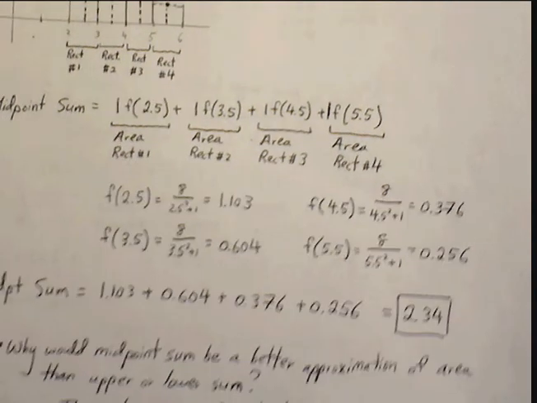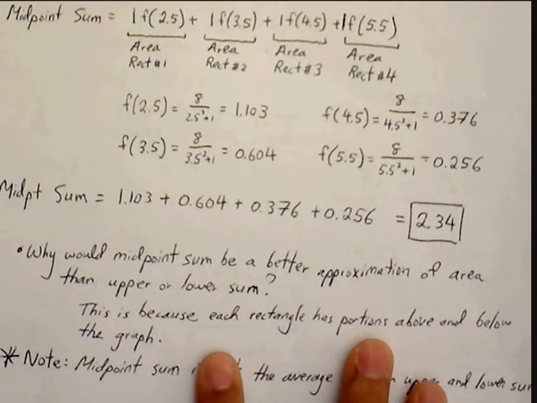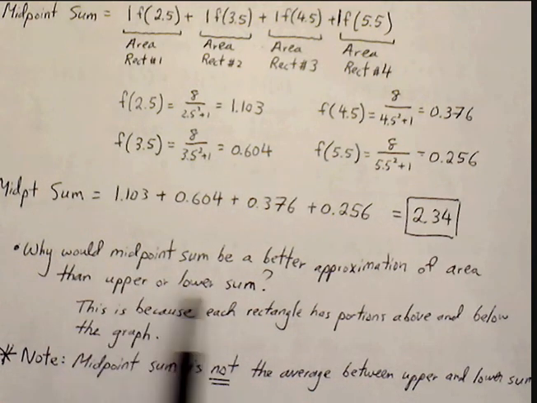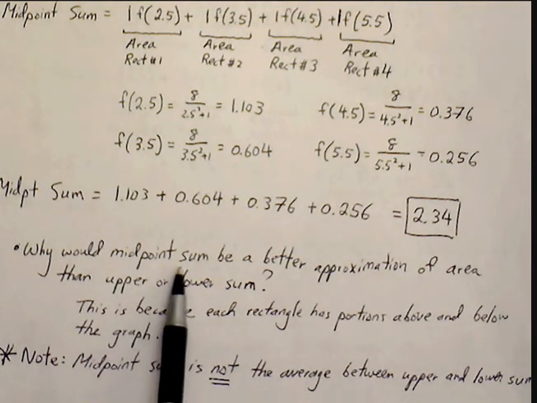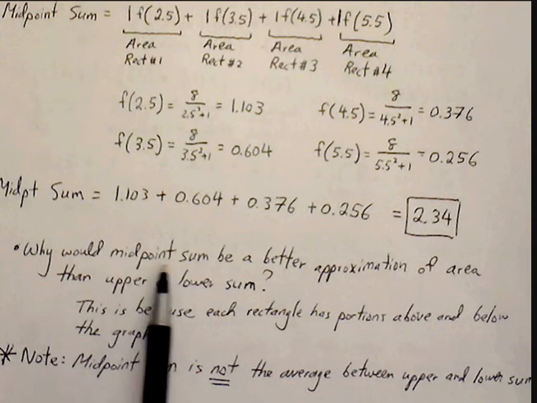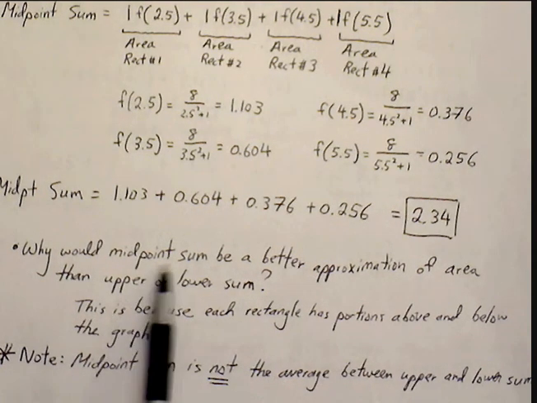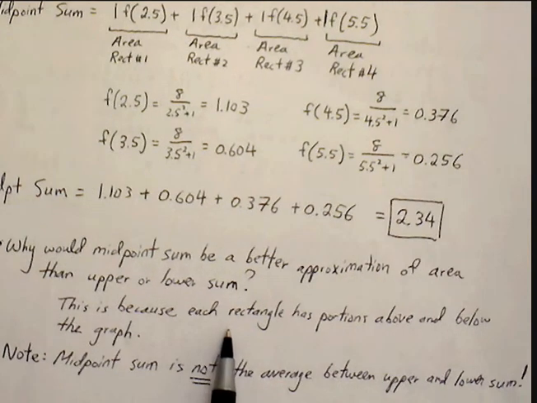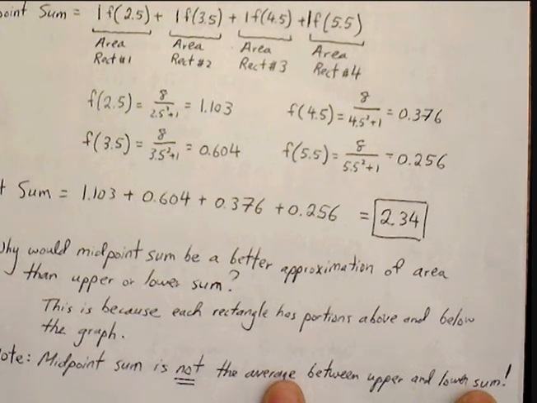Okay, so the question is, why would midpoint sum be a better approximation of area than the upper and lower sum? Upper and lower sum will give us an over approximation and an under approximation. Midpoint sum may give us an under or an over approximation, but it will give us a better approximation than the upper and lower, because we have portions of the graph that lie above and below the graph. So this kind of evens things out a little bit and gives us a better approximation.